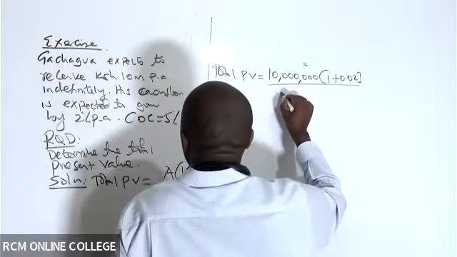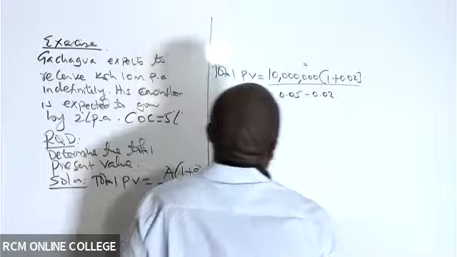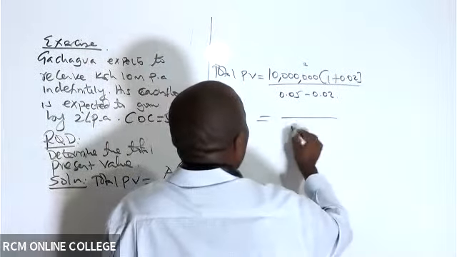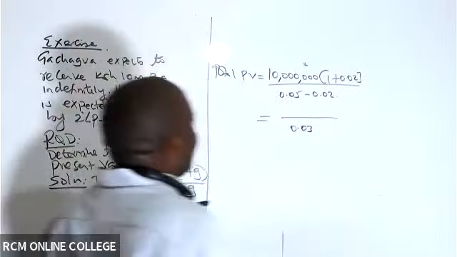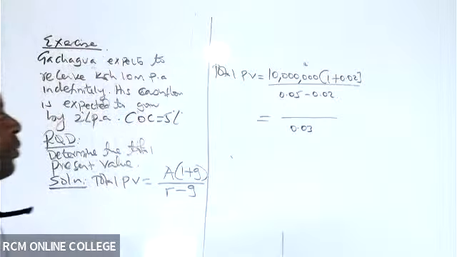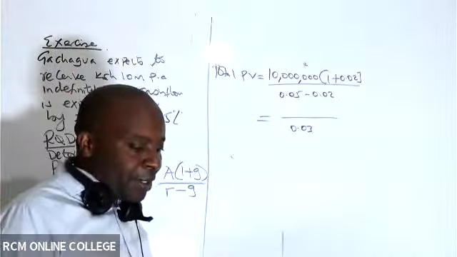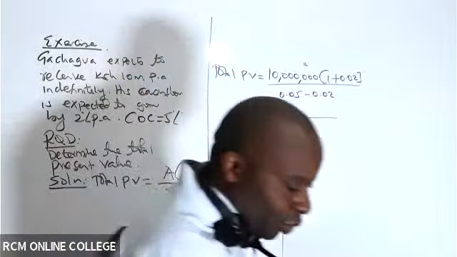So we have R, which is the cost of capital, minus 0.02, like that. Can you kindly give me the numerator? I know the denominator will be 0.03. But how about the numerator? Can someone tell me, in this case, 10 million times 1.02 will give me what figure? It will give me 10,200,000.